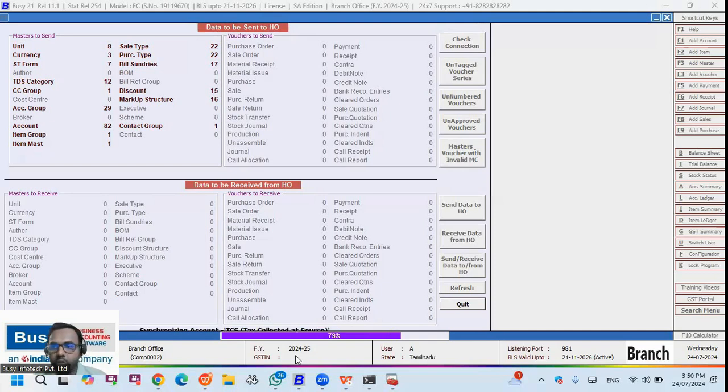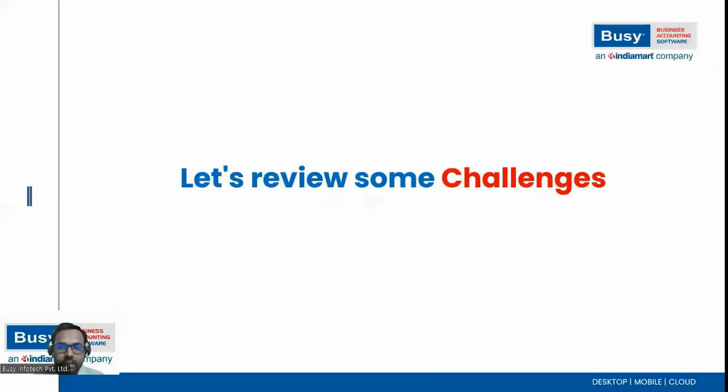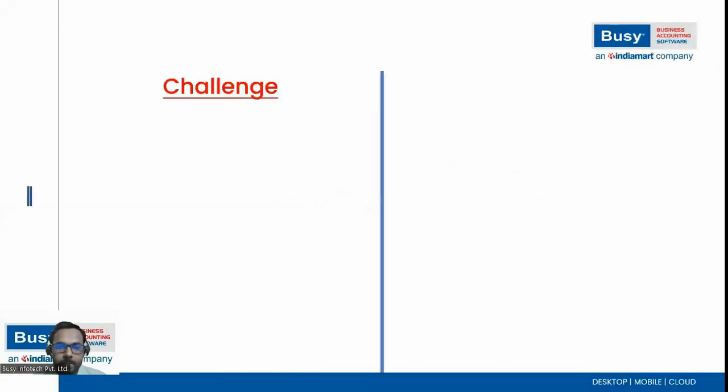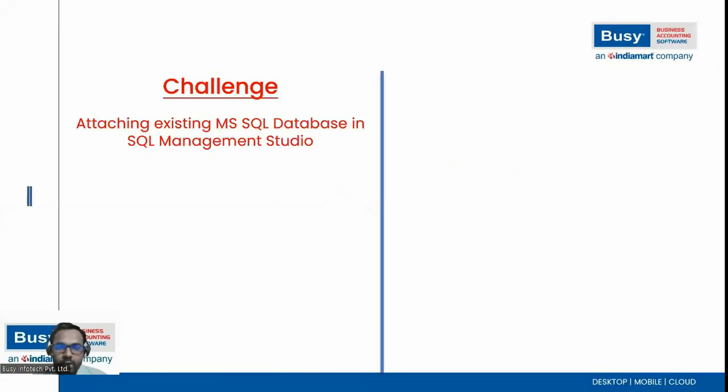I hope you understand how to specify the server information in my branch office and how to see the data. Going further, let us discuss a few other points related to the challenges. Let us review some of the challenges here. You might have some difficulties while attaching the database from SQL Management Studio. Sometimes you can't do that. So now let me help you with how to do that.